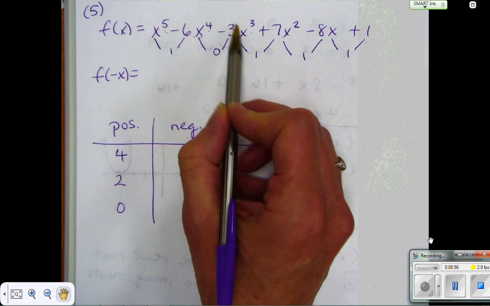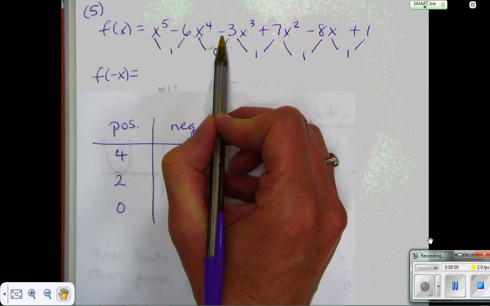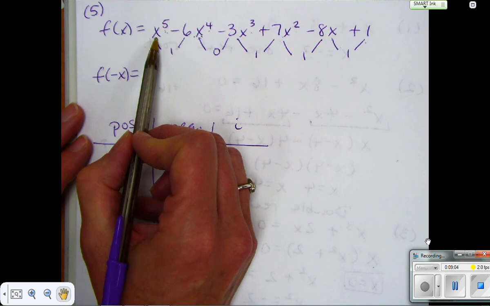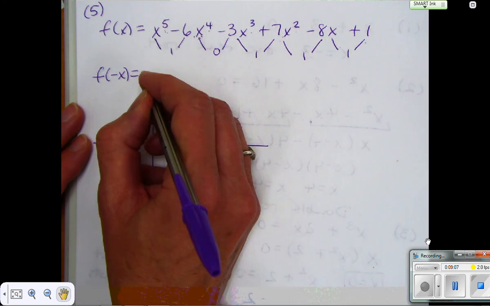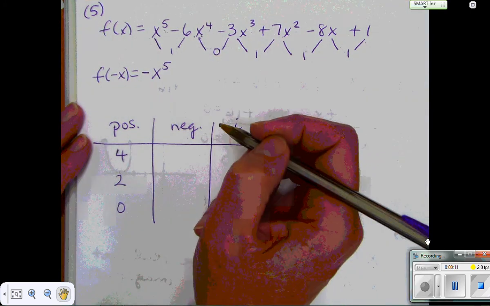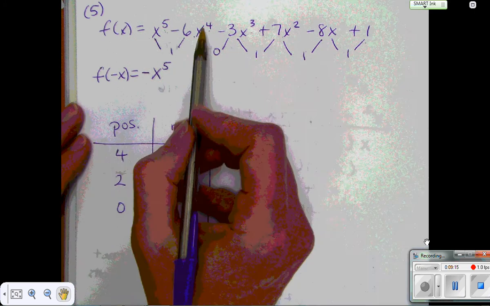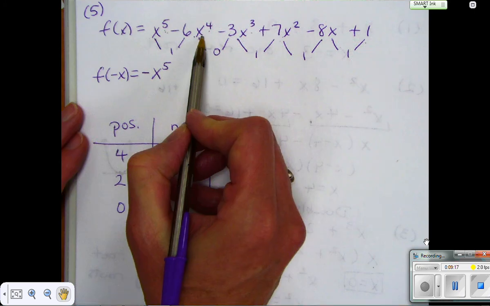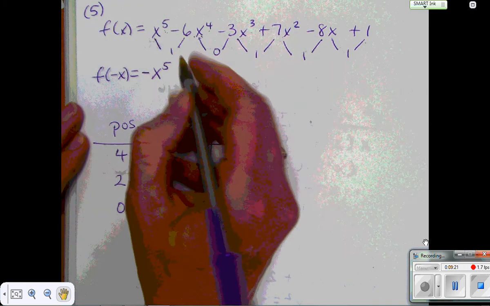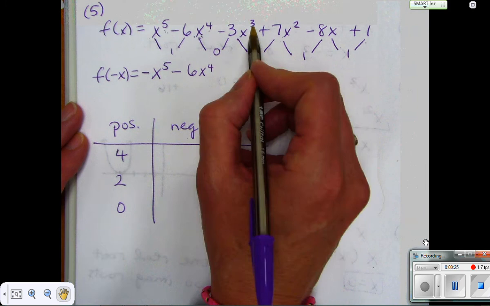Okay, so my first term is x to the 5th power, so that's going to change it to a negative x to the 5th power. So anything to an odd power, the sign is going to be negative. This next one, x to the 4th power, it's going to turn out to be a positive 1, so the sign is going to stay the same in front. It's going to be a negative 6x to the 4th. An odd power, it's going to be a negative 1, so the sign in front is going to change, because negative 3 times negative 1 is plus.